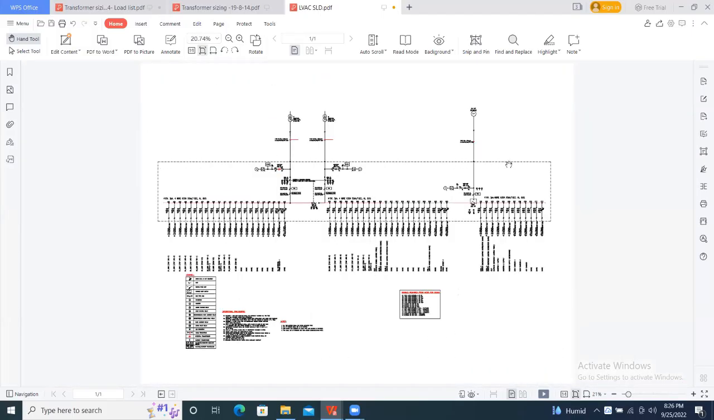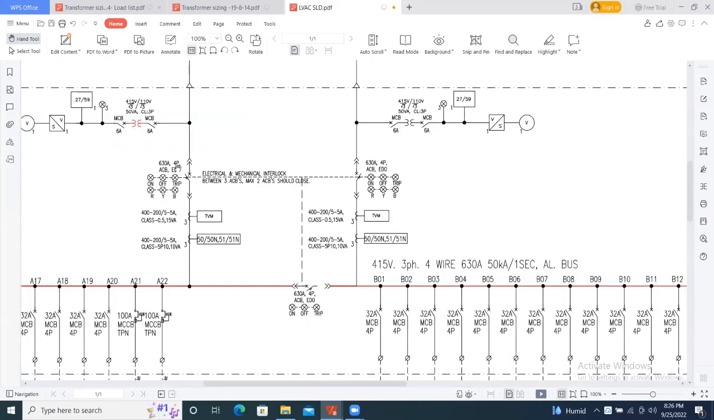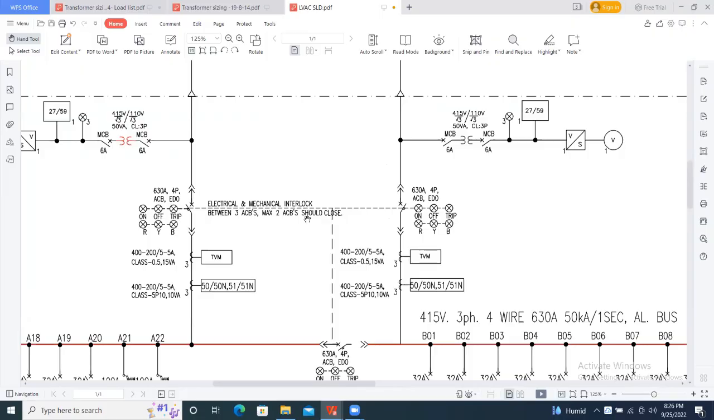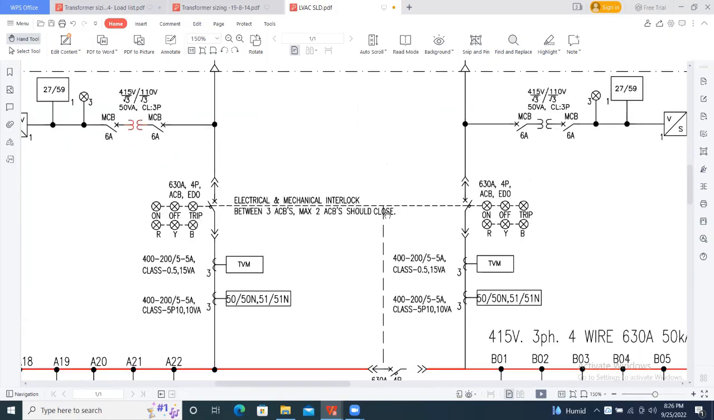This is the main AC distribution board, and from this it's connected to these 2 breakers and 1 breaker. So these 3 breakers have electrical and mechanical interlocks. Among the 3 ACBs, a maximum of 2 ACBs should be closed. This is my interlock.